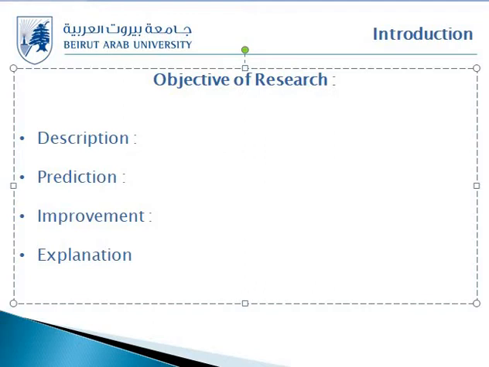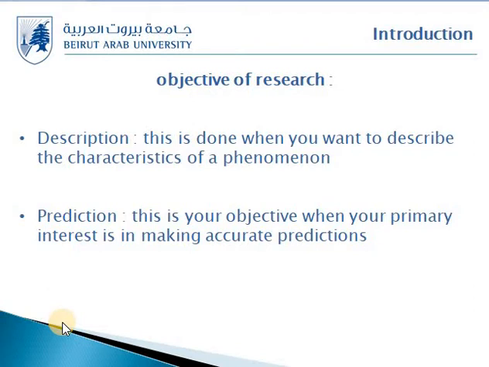Now, when you do a research, you need to know the objective behind doing this research. This means that you have to specify what is the type of knowledge that this research will contribute to. We have basically four objectives behind any research. The objective might be to describe, or to predict, or to improve, or to explain. So if the objective behind the research is description, this means that you want to describe the characteristics of something or some phenomena. So the contribution will be some descriptive data based on certain defined parameters.